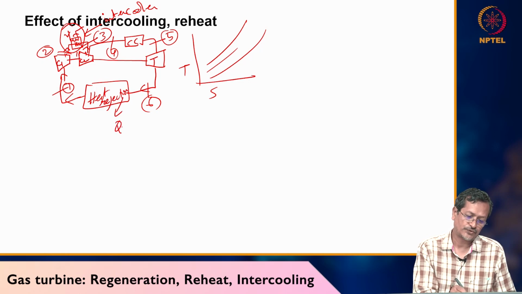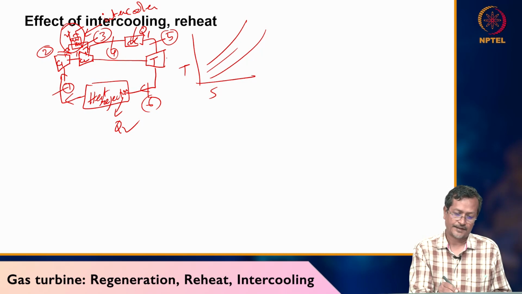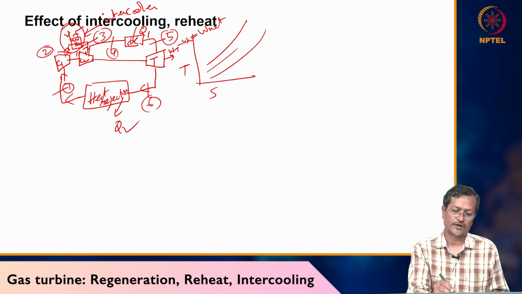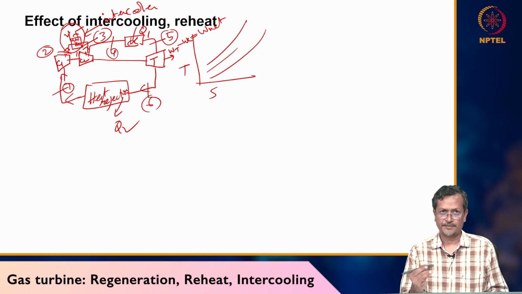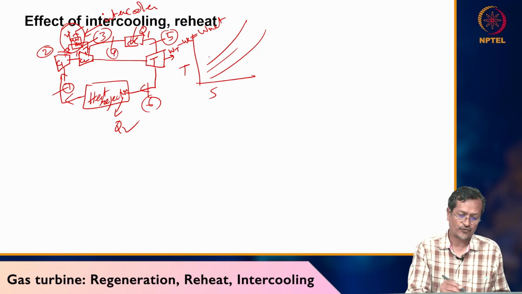Okay, so Q2 here, Q1 here, and turbine work W_T minus W_C equals W_net. Net work output you are getting is W turbine minus W compressor. Now in the TS diagram, 3 to 4, you can see 3 to 4.